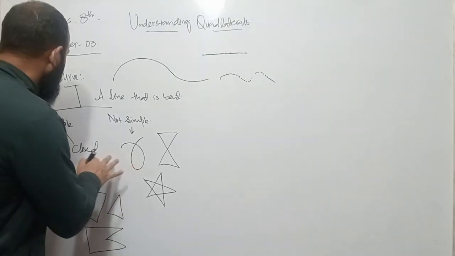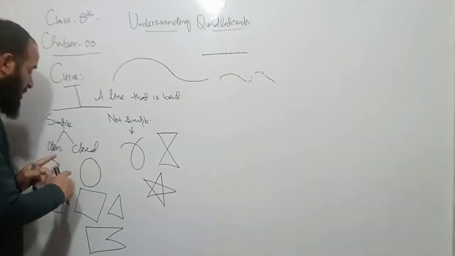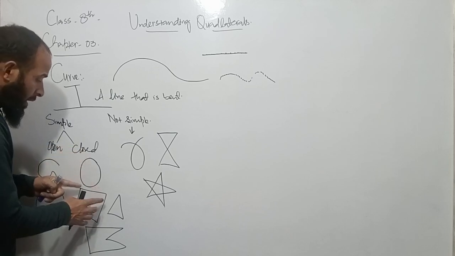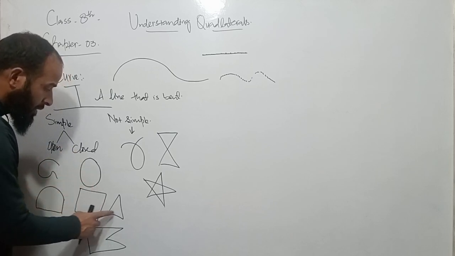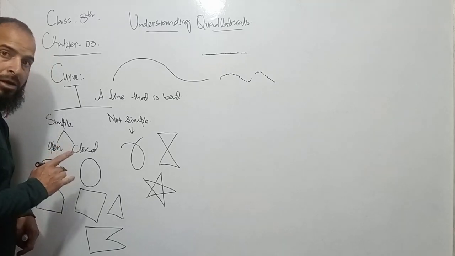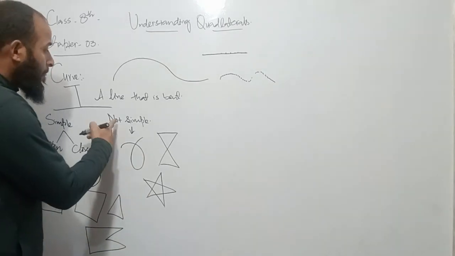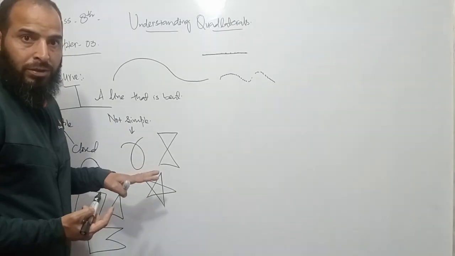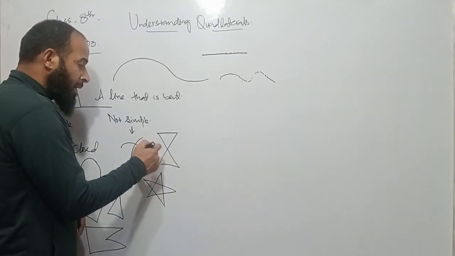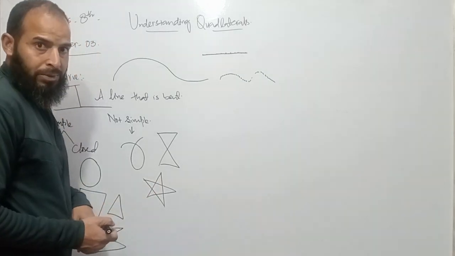Okay, this was about the simple closed curve or simple curve. These are simple curves and also closed. This one is closed, this one, and this one. This is open. It is a simple curve, but it is open. These are not simple closed curves. These are not simple curves. Then this is a closed curve, but it is not simple. Okay.